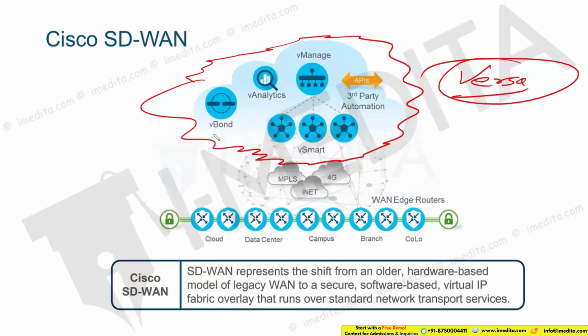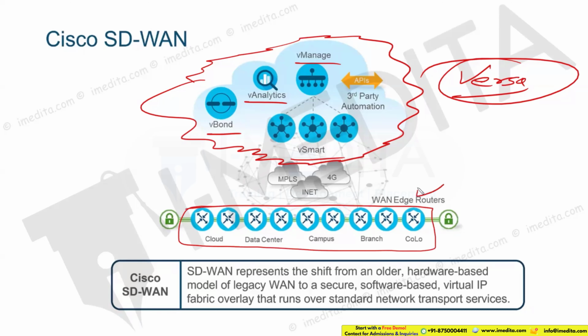But anyways, in Cisco, we are having all these control components like vManage, vSmart. vAnalytics is also there, but that is only for monitoring purposes. And then in the data plane, we were already using routers and we are still going to use routers. So routers are not going away. Always keep that in your mind that routers are not going away.